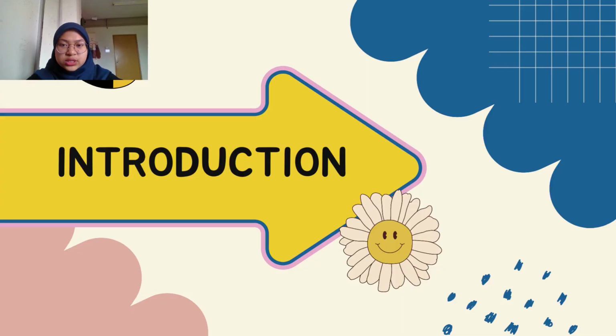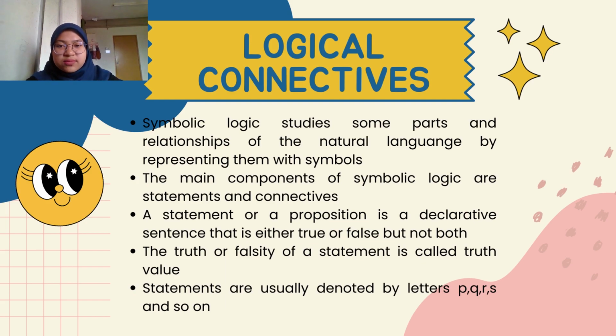Let's get started with the introduction of logical connective. Logical connective is a symbolic logic that studies some parts and relationships of natural language by representing them with symbols. The main components of symbolic logic are statements and connectives. A statement or a proposition is a declarative sentence that is either true or false, but not both. The truth or falsity of a statement is called truth value. Statements are usually denoted by letters P, Q, R, S, and so on.